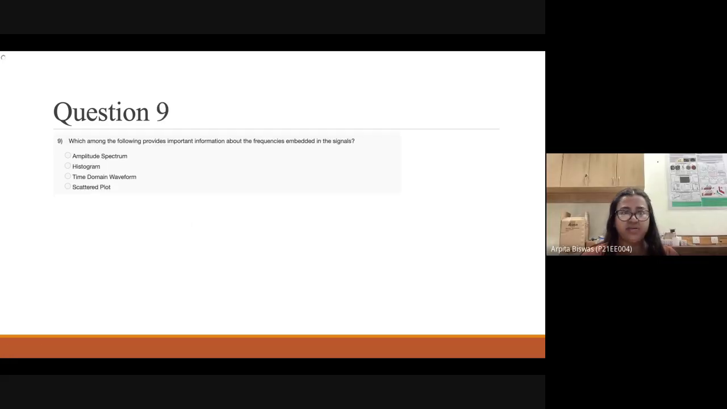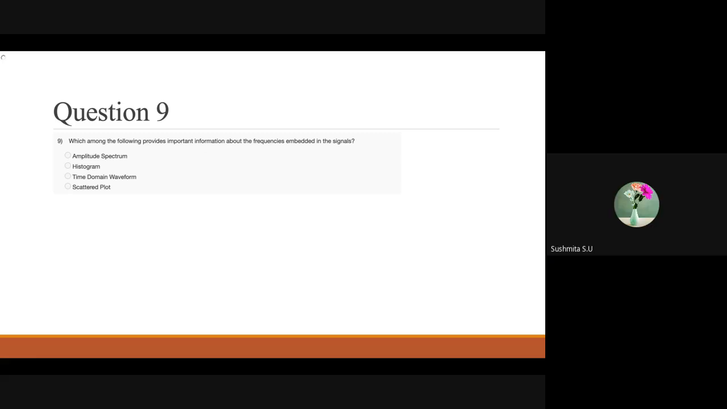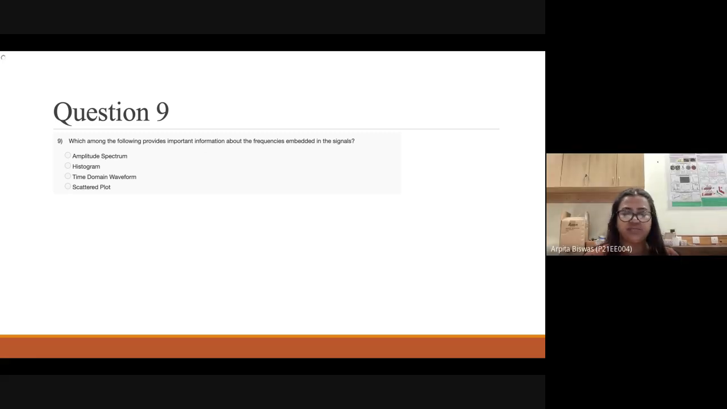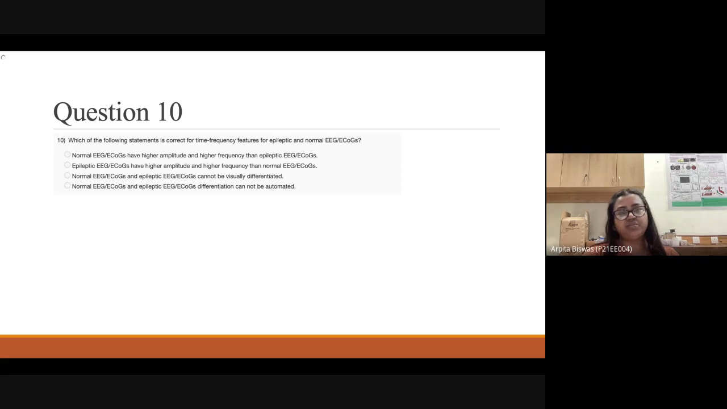And this is question number 9. Which among the following provides important information about the frequencies embedded in the signal? The first option is the amplitude spectrum, then histogram, time domain waveform, and scatter plot. Ma'am, amplitude spectrum. Yes, amplitude spectrum. Good.